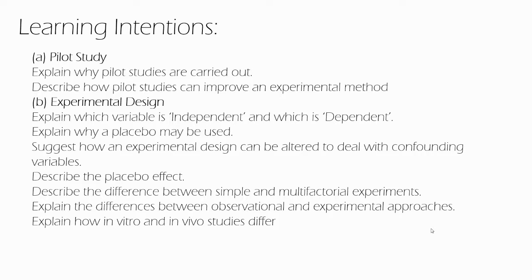We'll discuss how variables can be independent or dependent. We'll look at continuous and discrete data, explain why placebos might be used, what the placebo effect itself is. We'll suggest how an experimental design can be altered to deal with confounding variables, and how experiments can be either simple or multifactorial. We'll discuss differences between observational experimental approaches, and how in vitro and in vivo studies differ.